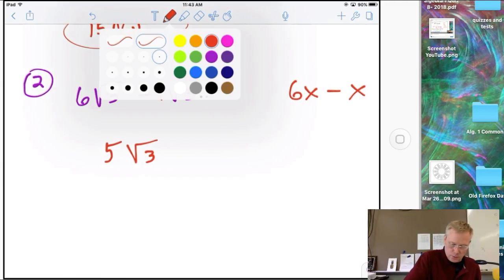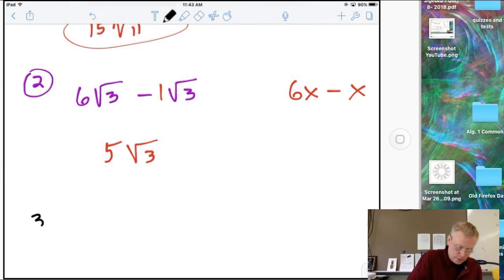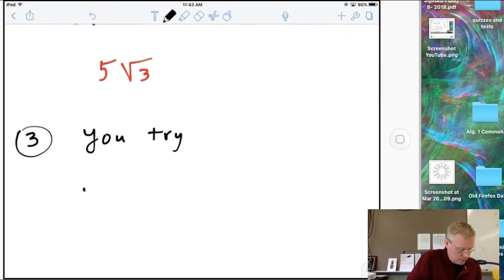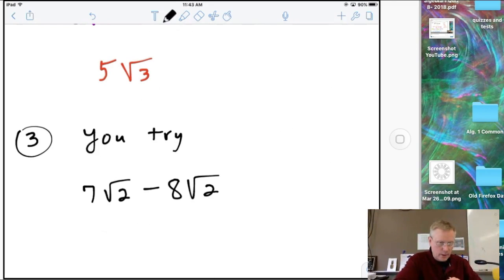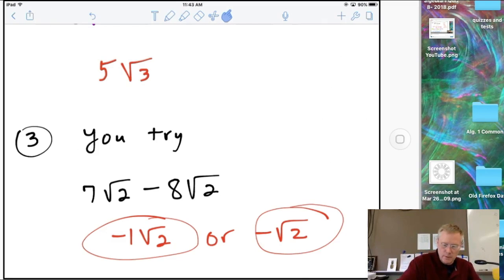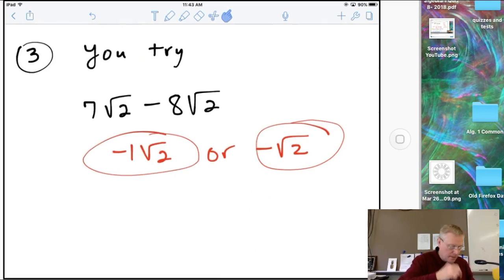All right, number 3. 7 square roots of 2 minus 8 square roots of 2. You guys try this one. Make this a you-try. You do it. 7 root 2, sometimes you hear me say it that way, 7 root 2 minus 8 root 2. What do you get? All right, welcome back. If you simply subtract the coefficients, 7 minus 8 is -1 root 2, or good old negative root 2. One of those two answers would be great, since there's a 1 implied there already.